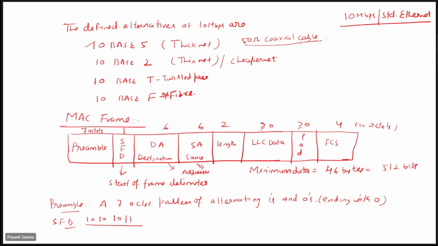Okay, this 50 ohm coaxial cable is very thick in nature, so that is why it is called thicknet. Because the cable is thick, the cable cost is higher, so in this configuration, 10Base5, the cable cost is higher. It uses bus topology, and the signal can travel up to 500 meters. The maximum length of the cable is 500 meters.